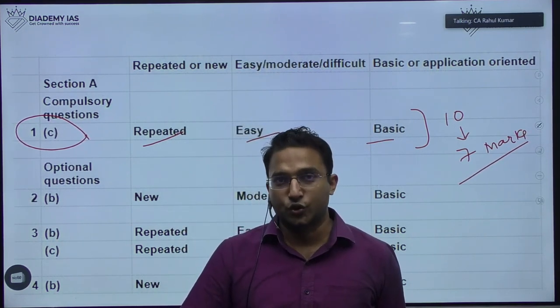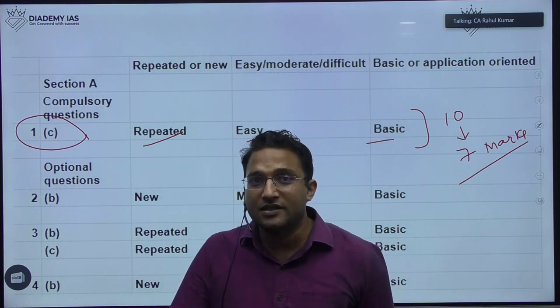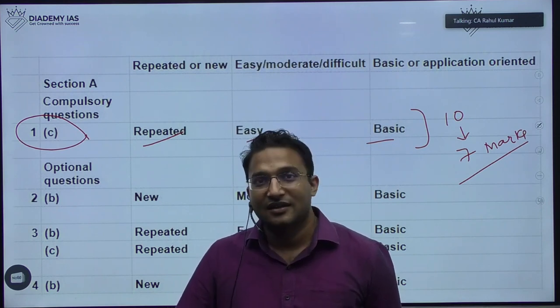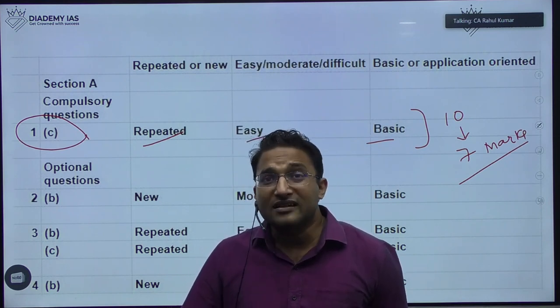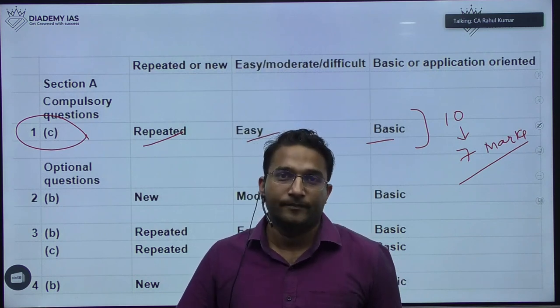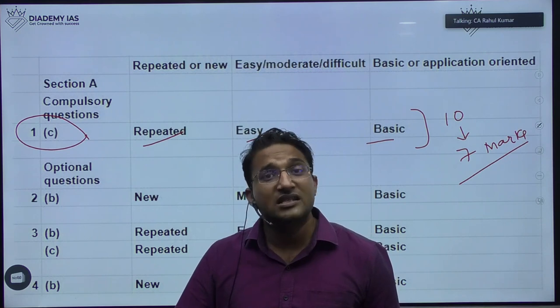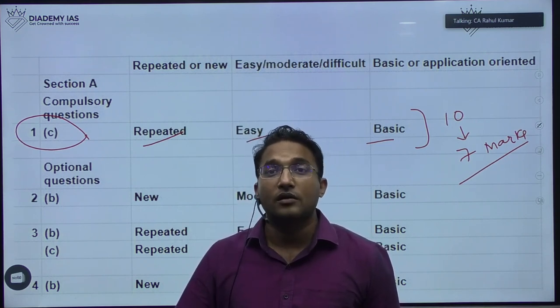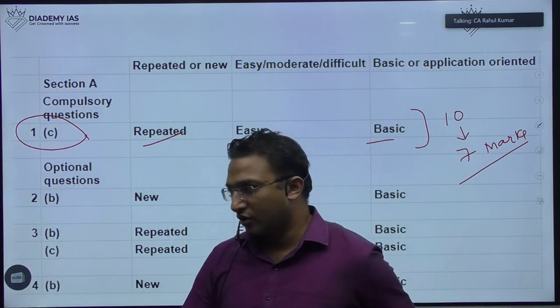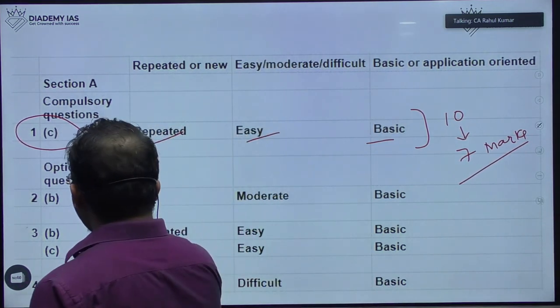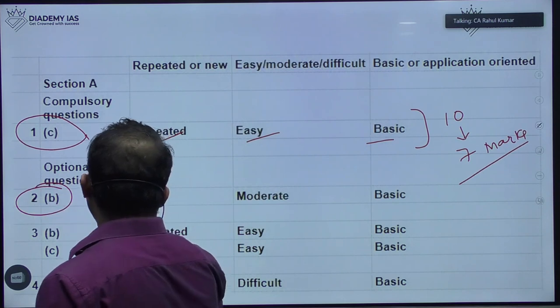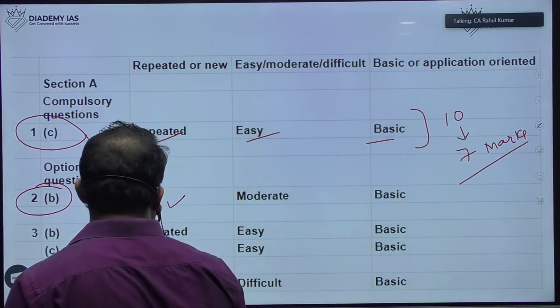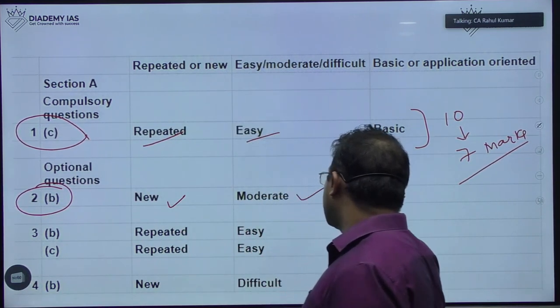Don't miss these fruits. Because in UPSC GS, out of 10, to get 7 marks is a big challenge. But in optional, getting 7 marks is easier. The only thing is that you have to revise and reproduce. Then, question number 2B. This question is new, not from the repeated theme. And it is moderate, yet it is basic.